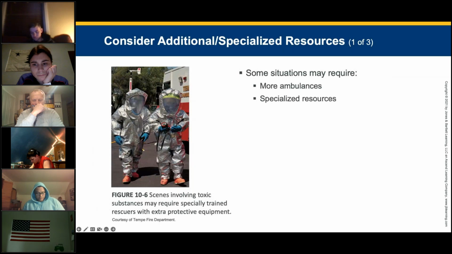And like we talked about, some situations may require more ambulances and specialized resources, whether that be a hazmat team or, you know, you may go for the flu-like symptoms call and you get there just as an ambulance and you think there might be something more going on there. You think there might be a carbon monoxide incident going on. That specialized resource might just be getting the fire department there.